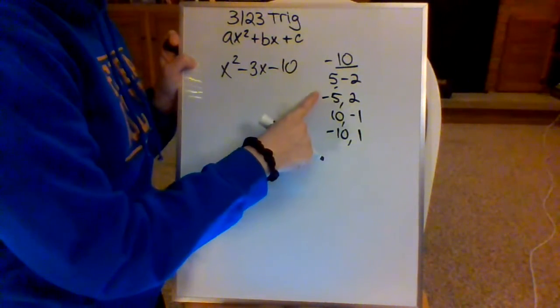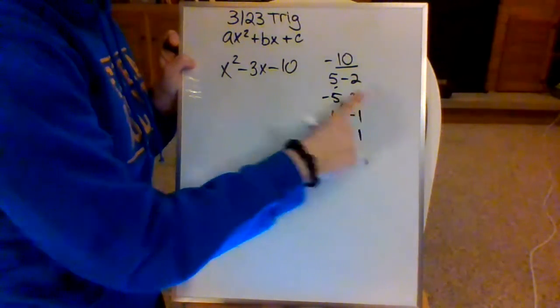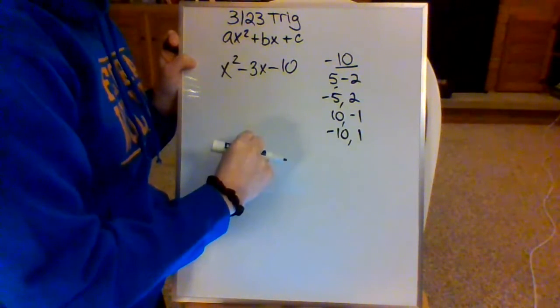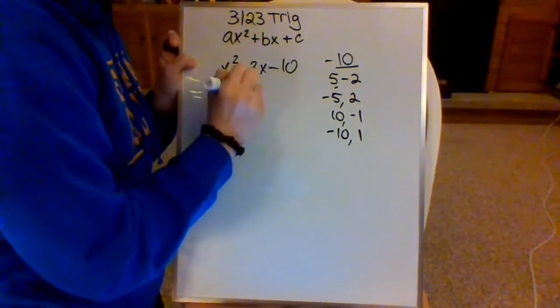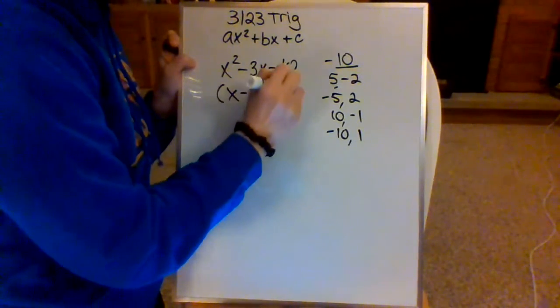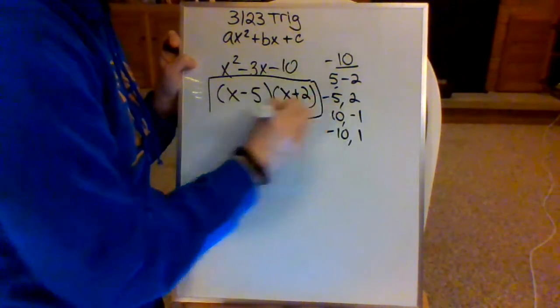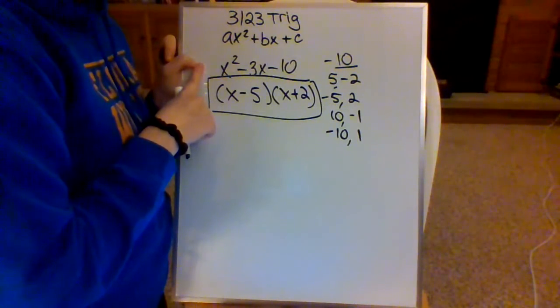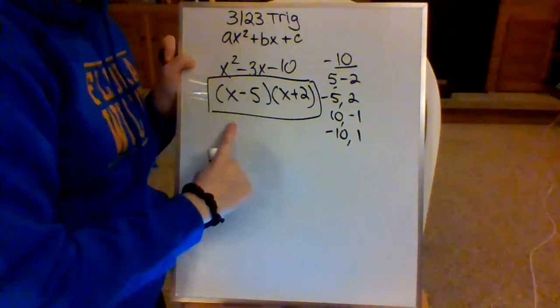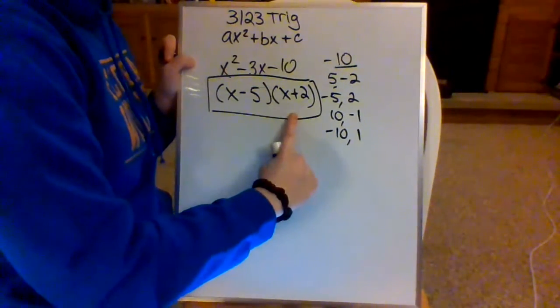So I'm going to pick negative 5 and 2 because the sum of those is negative 3. And then here's how you write your factors: x minus 5, x plus 2. So that is the factored form of the trinomial x squared minus 3x minus 10. And you're very welcome to switch these. You can have x plus 2 first and x minus 5 second.